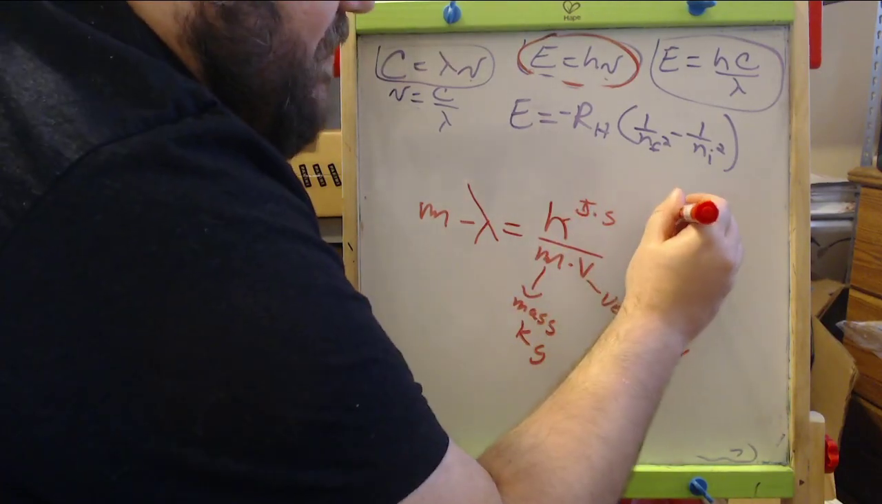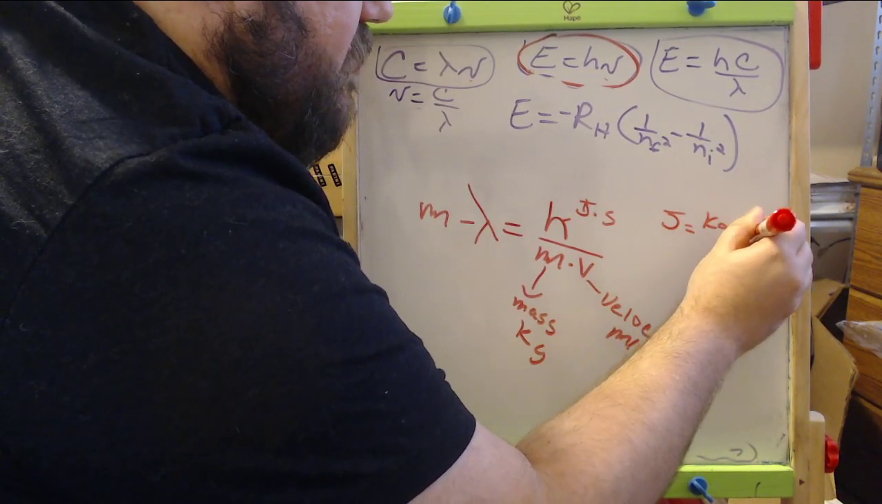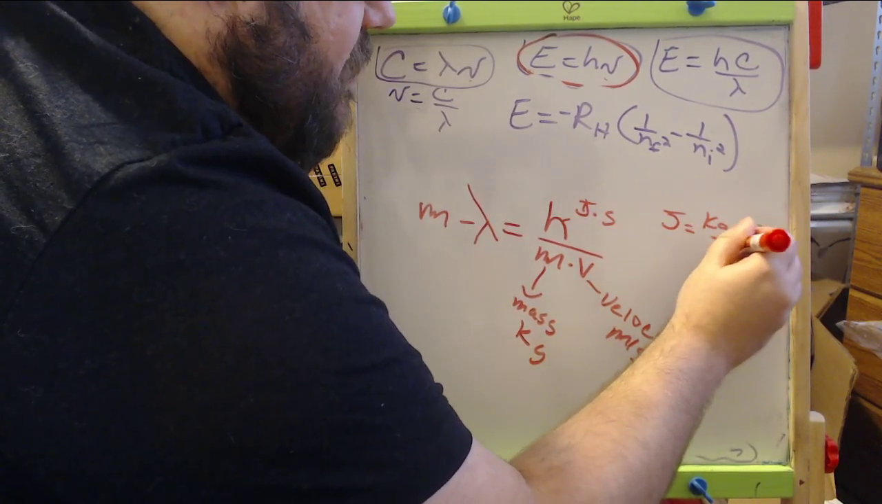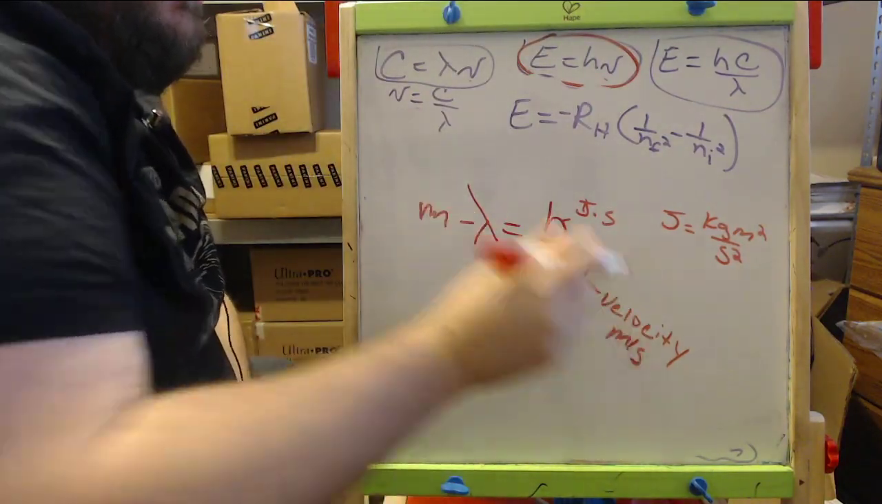I want to explain something over here. A joule is a kilogram meters squared per second squared. That's why this needs to be in kilograms, meters, and seconds.